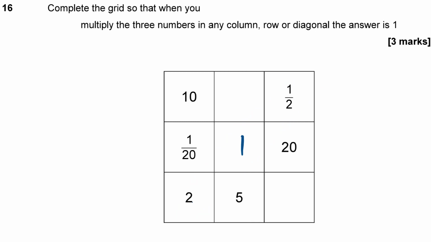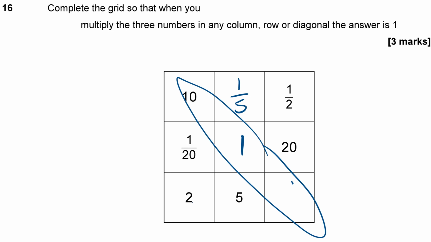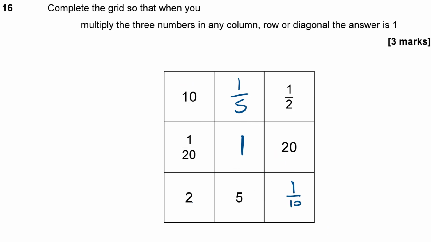So then this one, what do I have to multiply 5 by to get 1? I have to multiply it by 1/5. And what do I have to multiply 10 by to get 1? Looking along this diagonal here, that needs to be 1/10. Okay, so half times 20 is 10 as well, times 1/10 gives me 1. That works in that direction as well. So we're done.